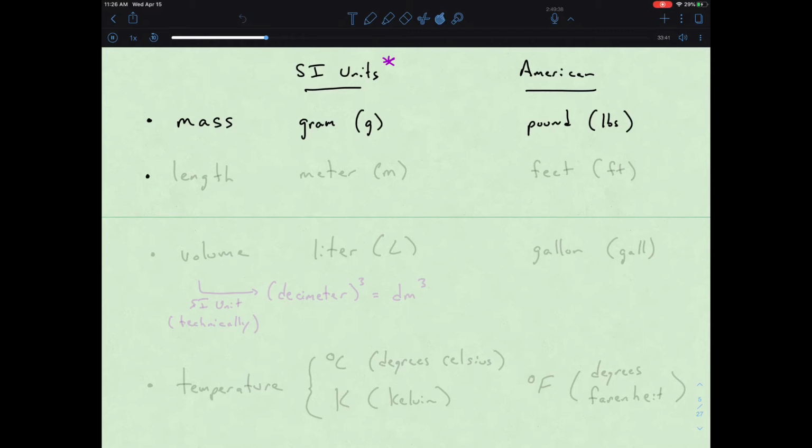Another mode of measurement could be length. And so the meter is the SI unit, or little m. And then we could use maybe inches or even feet as our American version of that meter.